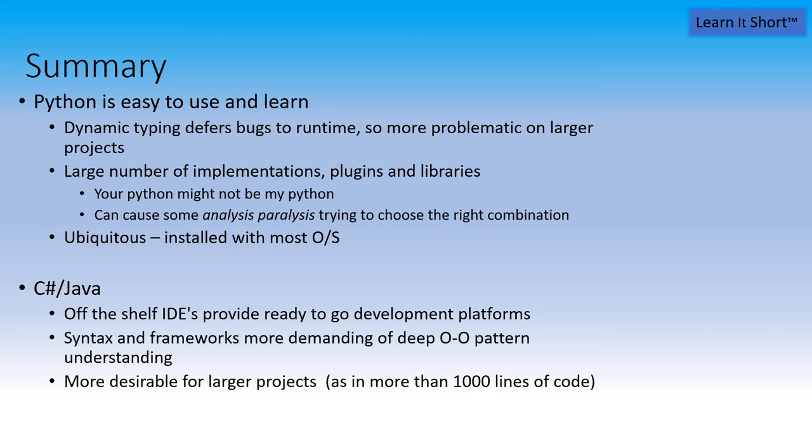Java and C# are more demanding, however, in that developers need a deep understanding of object-oriented concepts and patterns in order to be successful. I feel that these languages are a much better choice for any medium to large size project than Python would be.